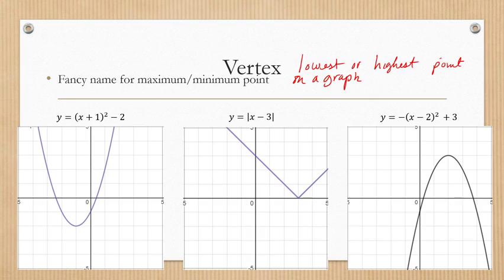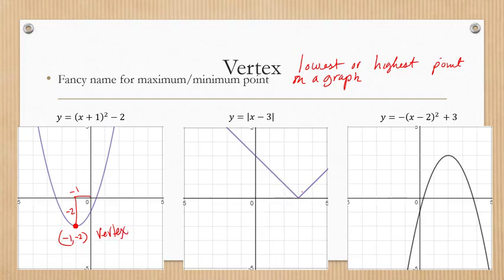We have this quadratic. This is a quadratic or a parabola. The lowest point is right here. So this point, back 1, down 2. So this is -1, -2. That is the vertex.